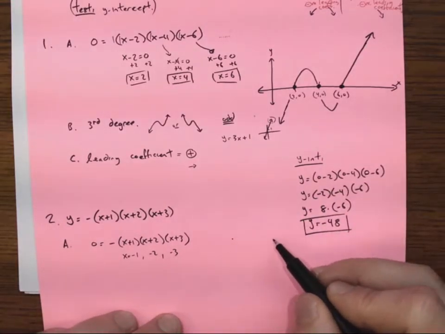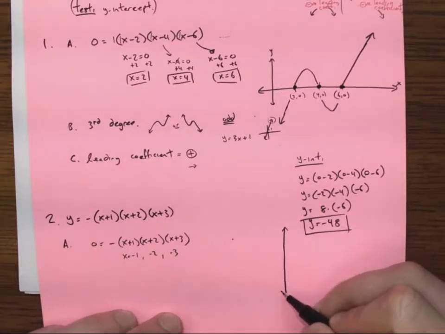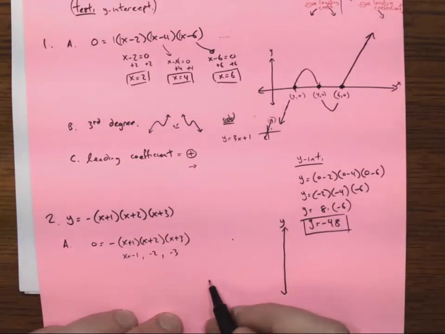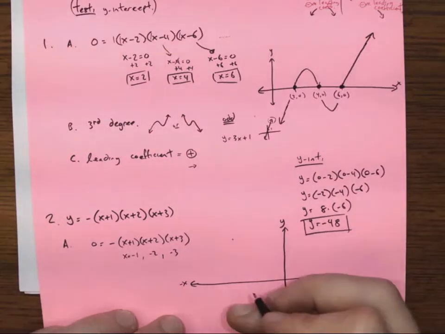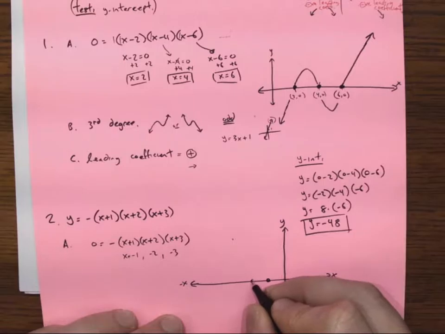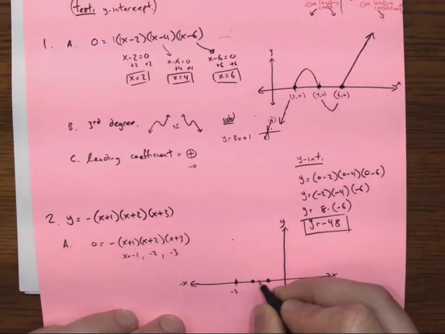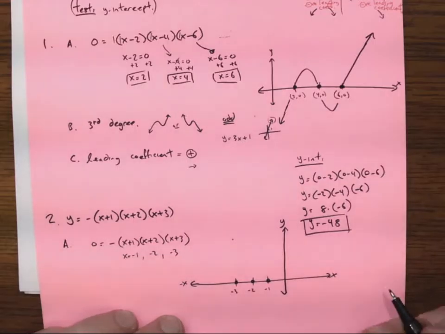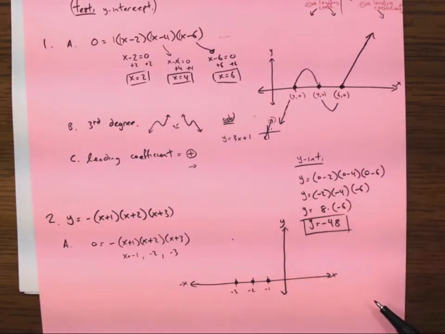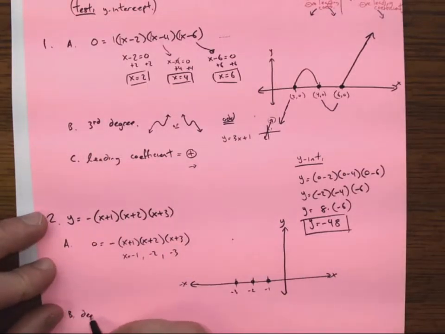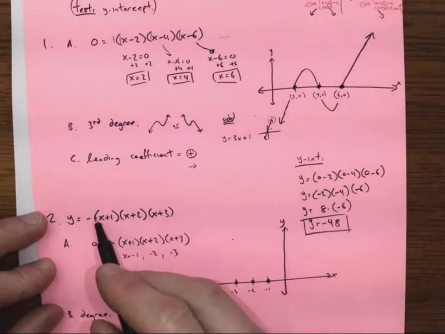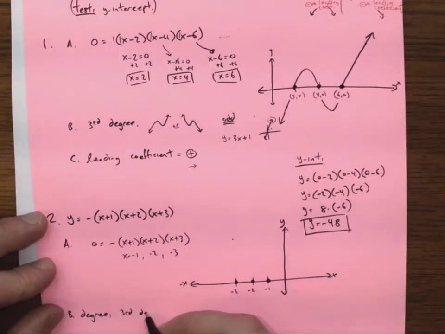So I'm going to start by graphing this, and the y-axis there, and I'm going to make the negative x a little bit bigger, because these guys are all in the negatives, so it's going to be negative 1, negative 2, and negative 3. Alright. So next I need to worry about the degree. And I need to worry about the leading coefficient. What is the degree? The degree is again a third degree.